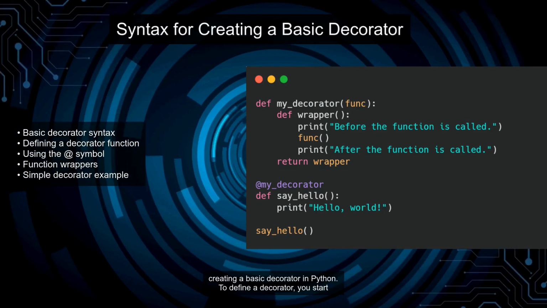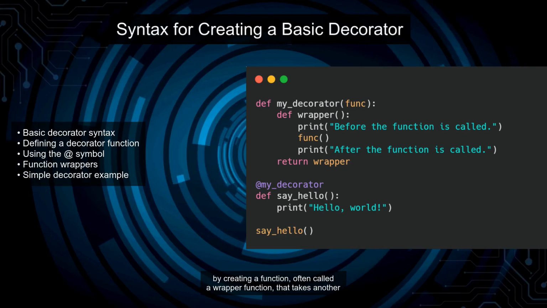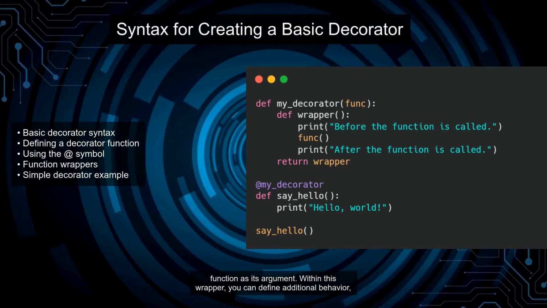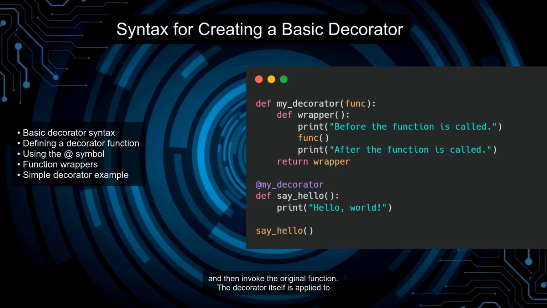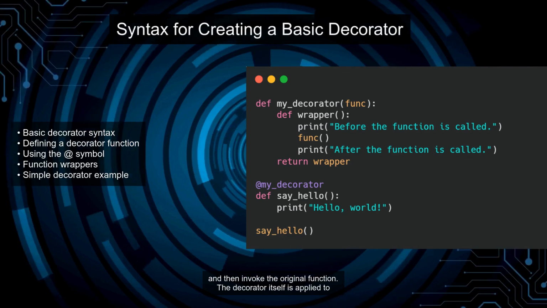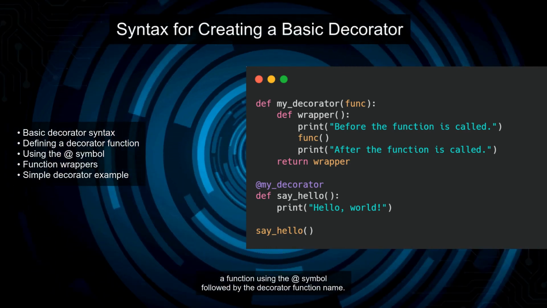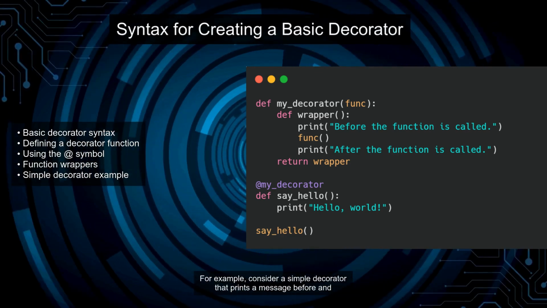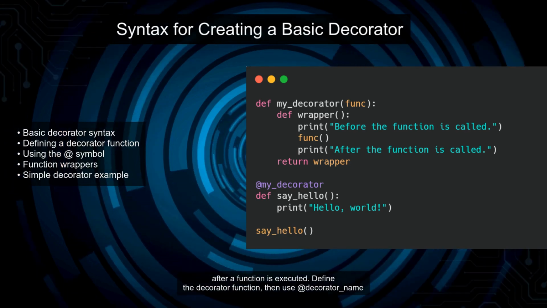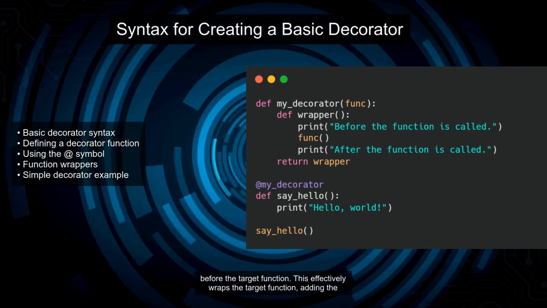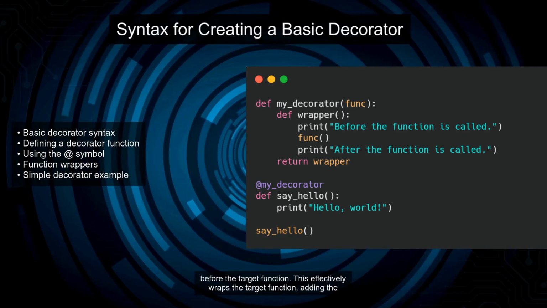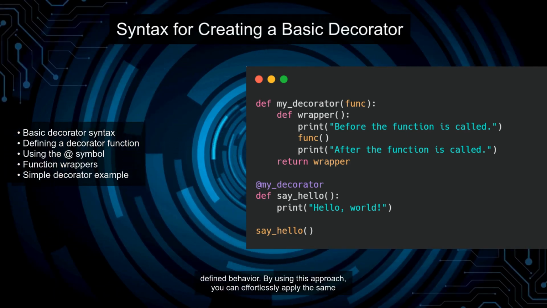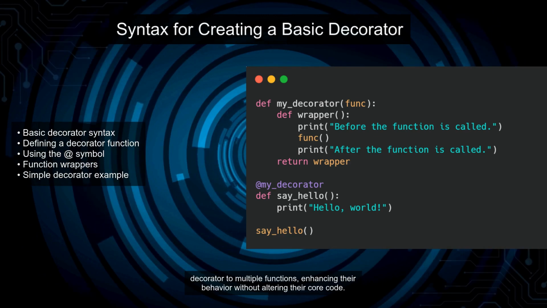To define a decorator, you start by creating a function, often called a wrapper function, that takes another function as its argument. Within this wrapper, you can define additional behavior, and then invoke the original function. The decorator itself is applied to a function using the @ symbol followed by the decorator function name. For example, consider a simple decorator that prints a message before and after a function is executed. Define the decorator function, then use @decorator_name before the target function. This effectively wraps the target function, adding the defined behavior.